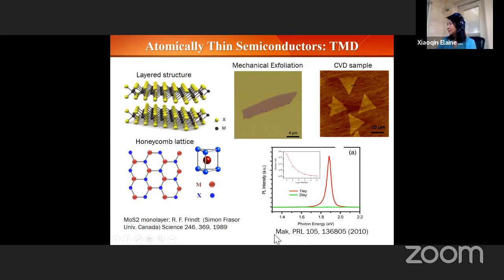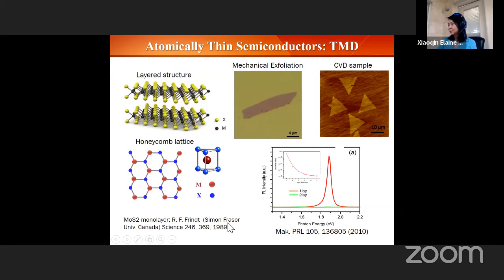One of the papers that grabbed a lot of people's attention appeared about 10 years ago now. These researchers showed that when you thin down the material to the few-layer thickness limit, the light emission is growing. And a particularly dramatic change happened between one layer and two layers, where the light emission efficiency grew nearly 100-fold.